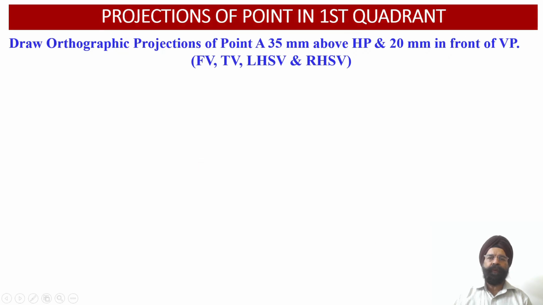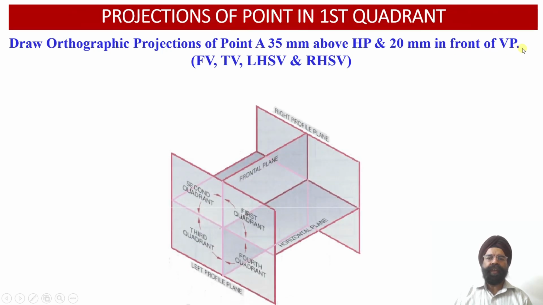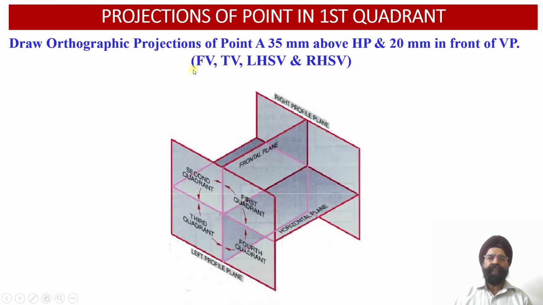Now here we have been provided with a point which is located in the first quadrant, and we know that whenever a point is located in the first quadrant, we are going to obtain the point above the horizontal plane and in front of the vertical plane. So here we are required to obtain the front view, top view, left hand side view and the right hand side view projections of a point.